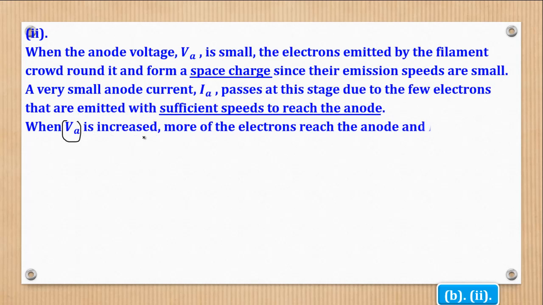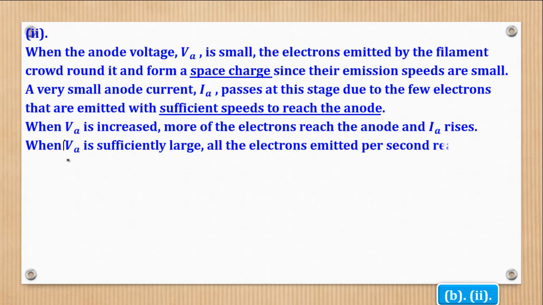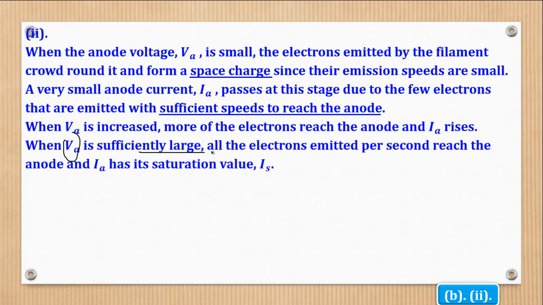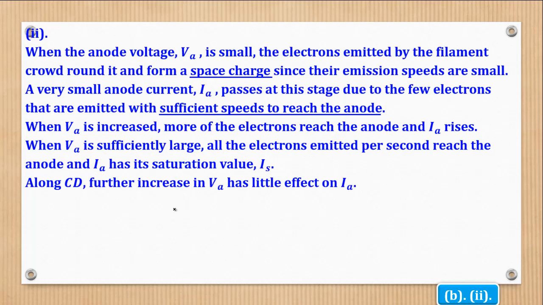When VA is increased, more of the electrons reach the anode, and therefore the anode current increases. When anode voltage is sufficiently large, all the electrons emitted per second reach the anode, and therefore anode current has its saturation value Is. I think we saw it in the diagram. Therefore, along CD, further increase in anode voltage has little effect on anode current.